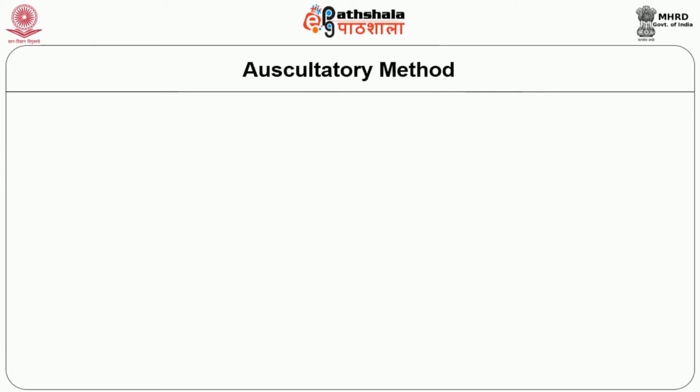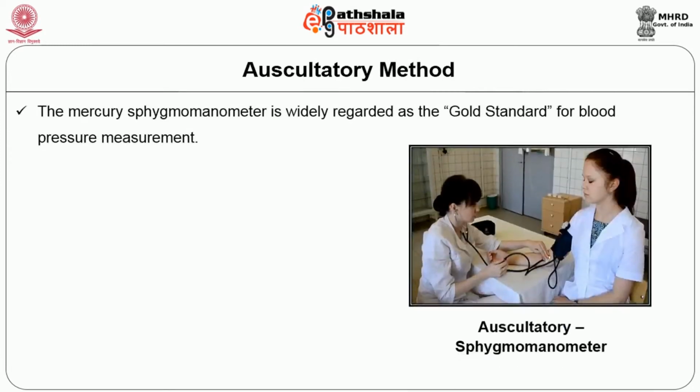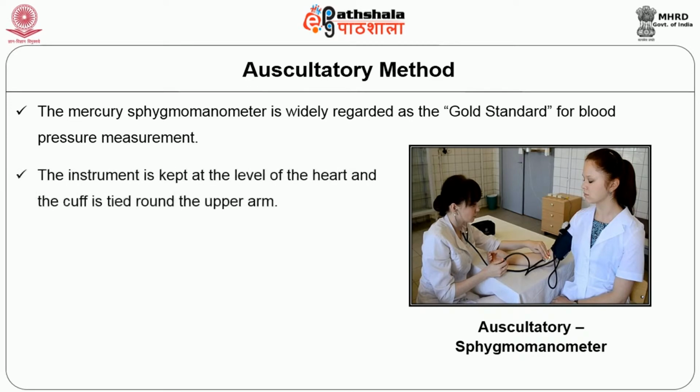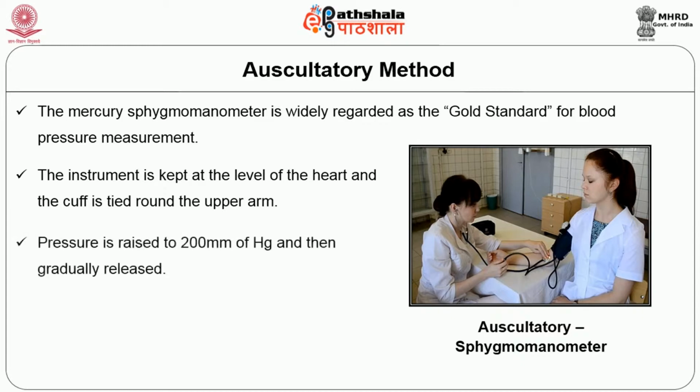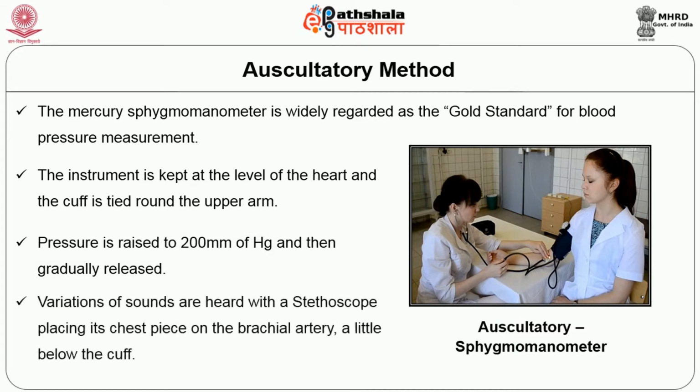Next is the auscultatory method. The mercury sphygmomanometer is widely regarded as the gold standard for blood pressure measurement. The instrument is kept at the level of the heart and the cuff is tied round the upper arm. Pressure is raised to 200 millimeters of mercury and then gradually released. Variations of sound are heard with a stethoscope placing its chest piece on the brachial artery a little below the cuff. In the picture below, you can see the sphygmomanometer being used.